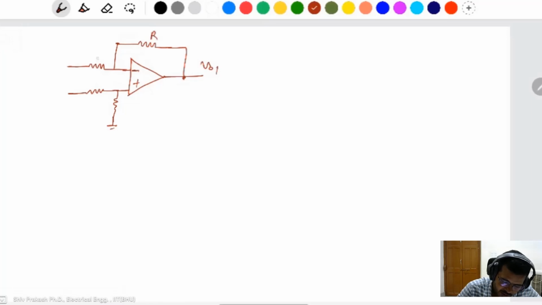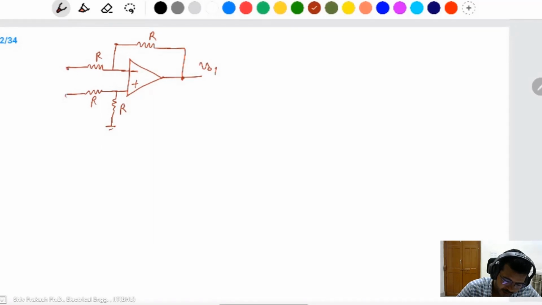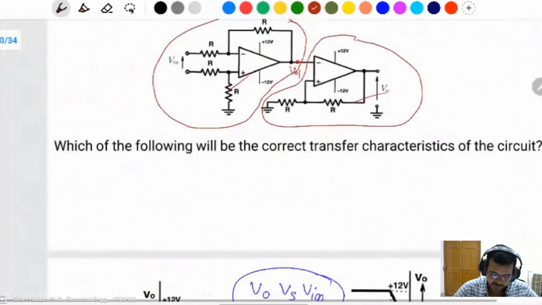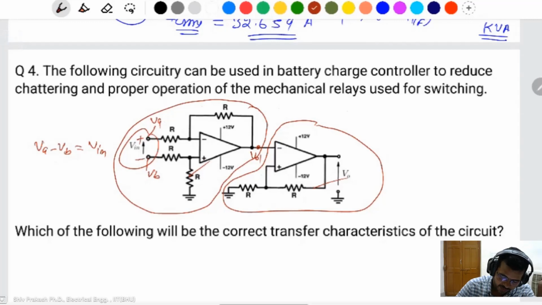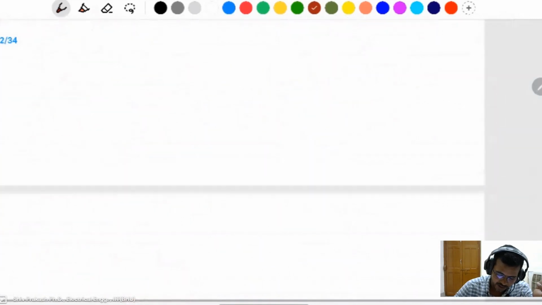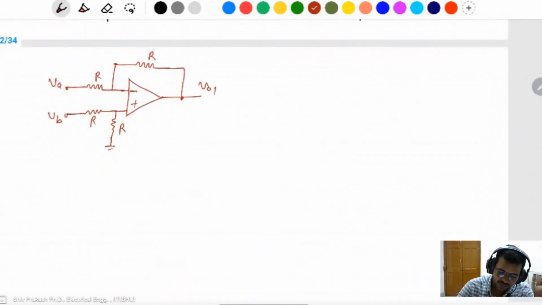All have the same resistance, R. Here I'll take this one as VA and this one as VB. The V in is between these, so VA minus VB is V in. Because there is an arrow here, that terminal is positive and this is negative, and VA minus VB is V in. That's why I've taken different VA and VB.